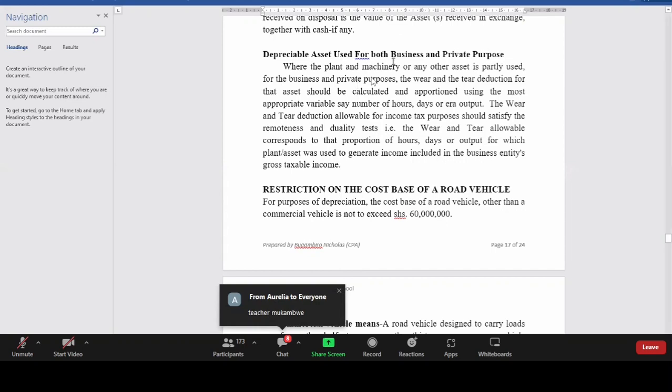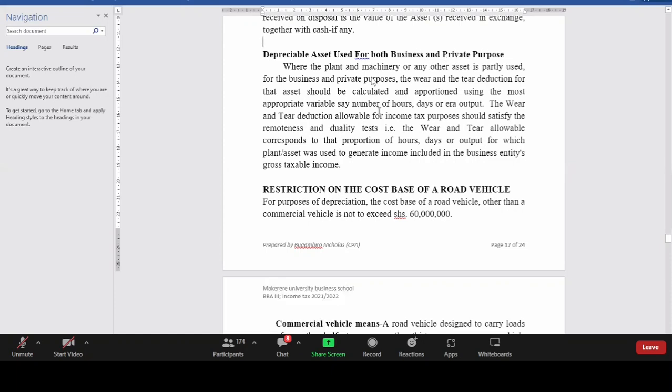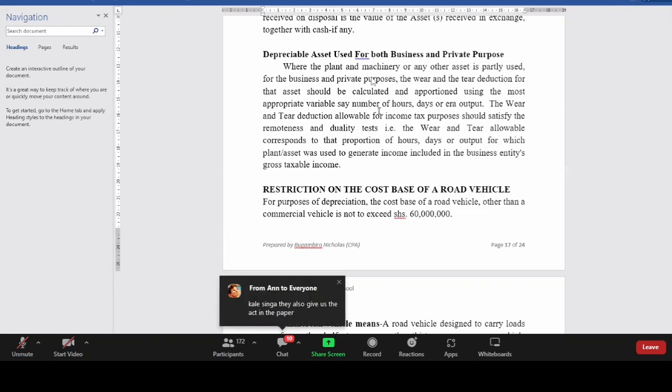Now, guys, we have an asset which is used for business and private purposes. If it is used for business and private purposes, wear and tear is allowed only for that period it is used for business purposes, full stop. Wear and tear is chargeable for only those portions, all those days or hours, in which it is being used for business purposes to generate income, including gross income.